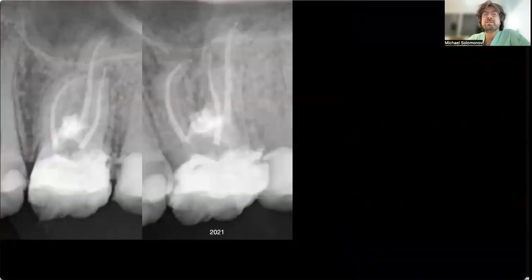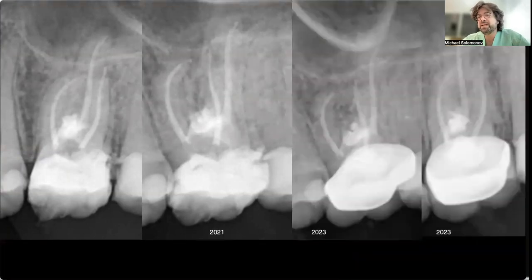Here again you can see my final X-rays in 2021, and a couple of days before, I saw the patient two years after. It was very nice to see that everything is okay. First of all, palpation minus, percussion minus, no pockets, no sinus tract, no radiolucency in the furcation area.